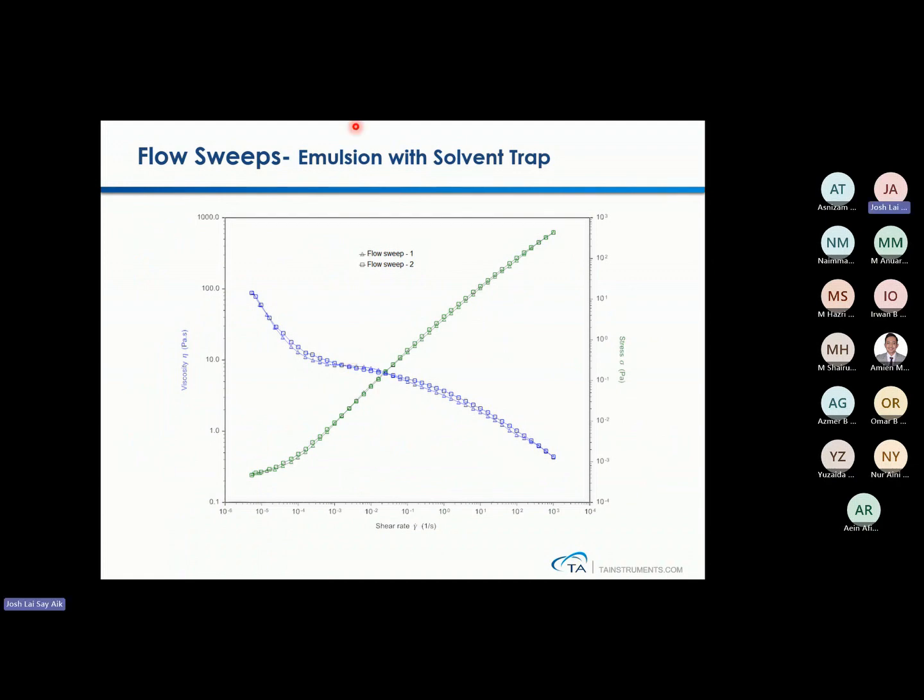So this is some emulsion. Normally flow steps is for those emulsions, suspensions, or very complicated systems or samples with particles inside. If you have many points, the time will be longer because it stays at every single point that you have.